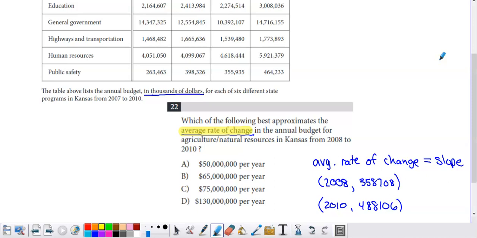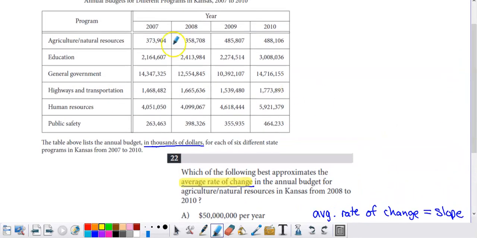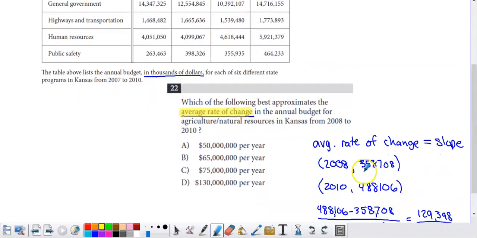So what I chose to do here is take basically two data points from the table. I was looking at agriculture and natural resources, right? That was the category or the department we were supposed to be working within. So I'm looking at going from 2008 to 2010, and it's this top entry, right? So I'm taking 2008, comma 358,708, and 2010, comma 488,106. Those are my ordered pairs, right?